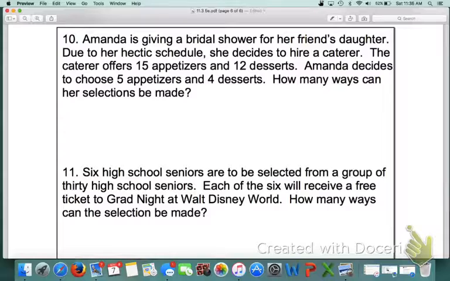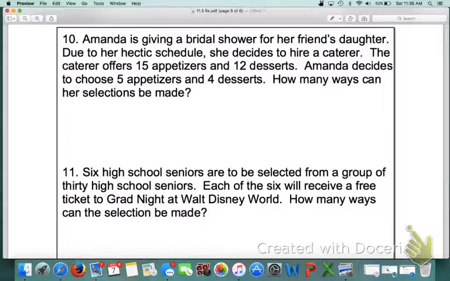Example 10 says that Amanda is giving a bridal shower for her friend's daughter. Due to her hectic schedule, she decides to hire a caterer. The caterer offers 15 appetizers and 12 desserts. Amanda decides to choose 5 appetizers and 4 desserts. How many ways can her selections be made?